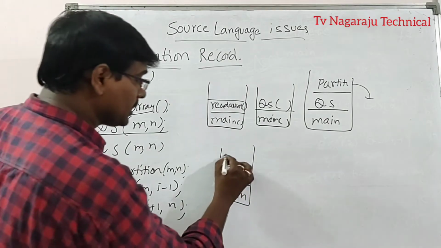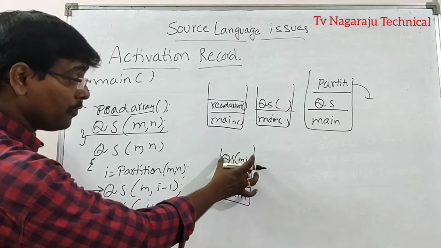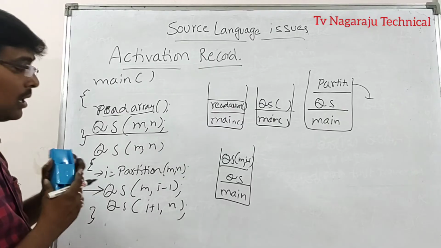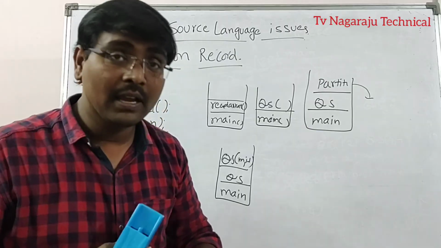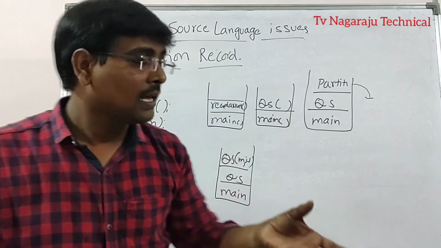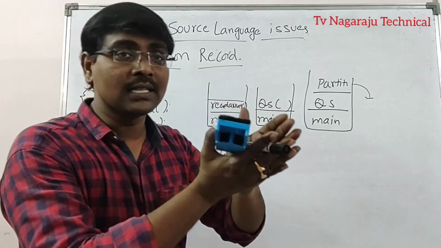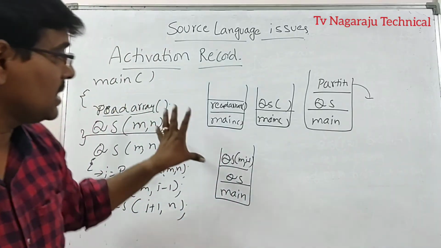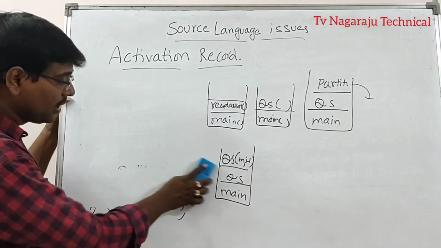Again it calls quicksort of, suppose, m comma I minus 1. Now whenever you are calling this one, again it calls the partition function. Once the partition is completed, that is popped out. You understand? Activation record: simply, whenever you are calling the procedure, the activation record is pushed into the stack. Once that procedure is completed, the activation record is popped out of the stack. This is an example. Finally, how does the activation record look?